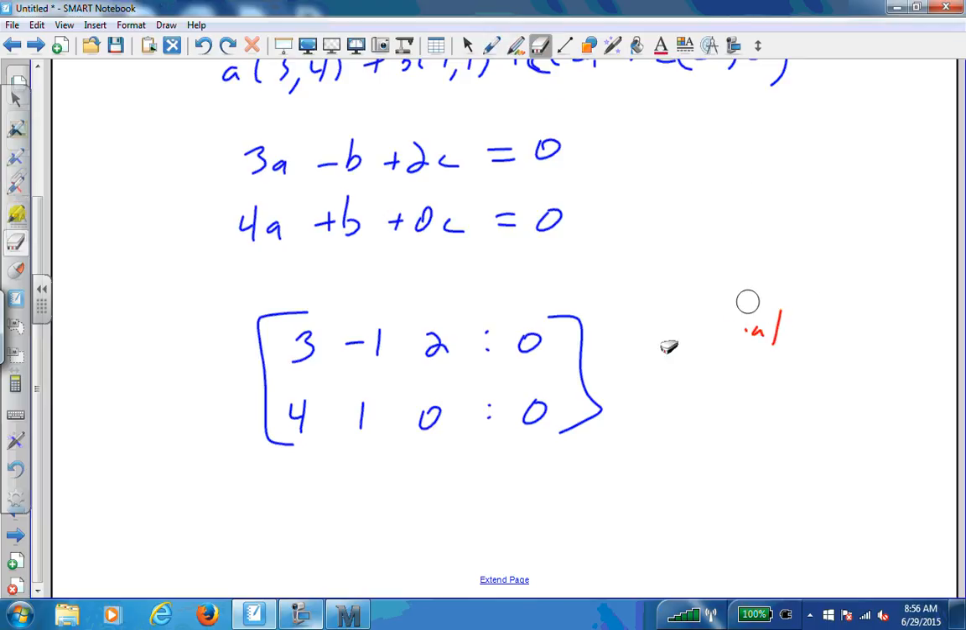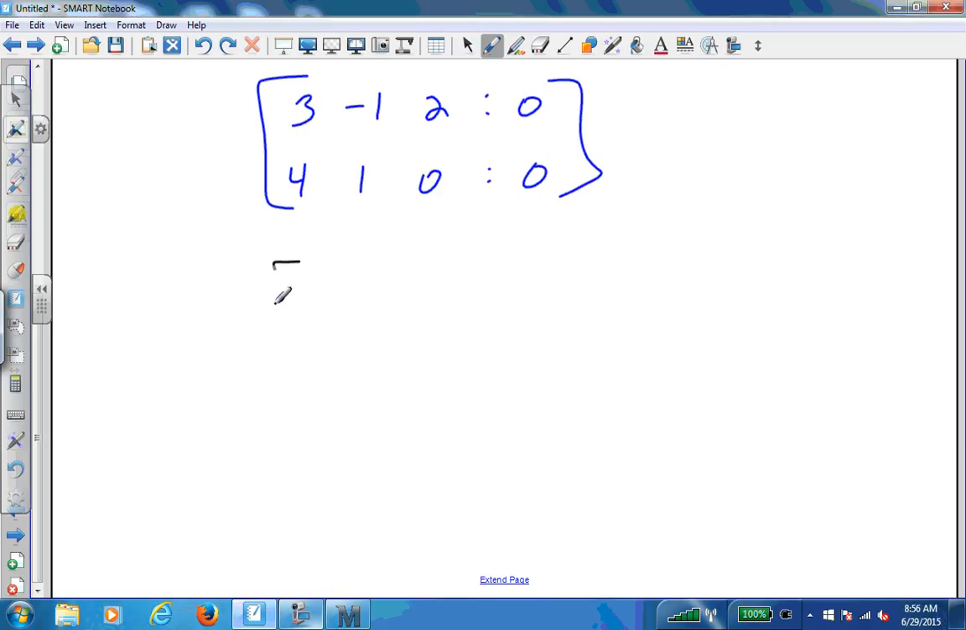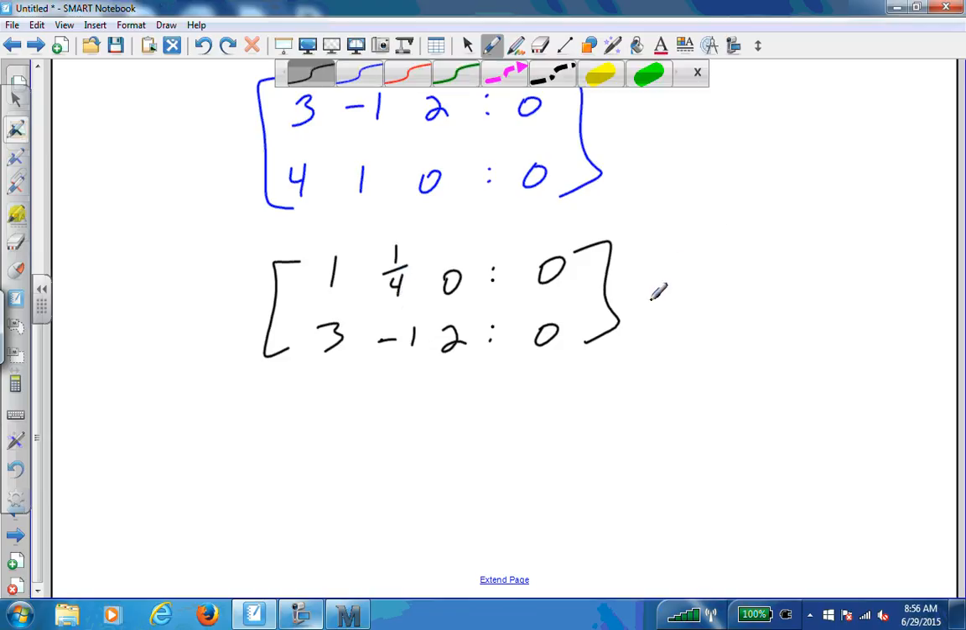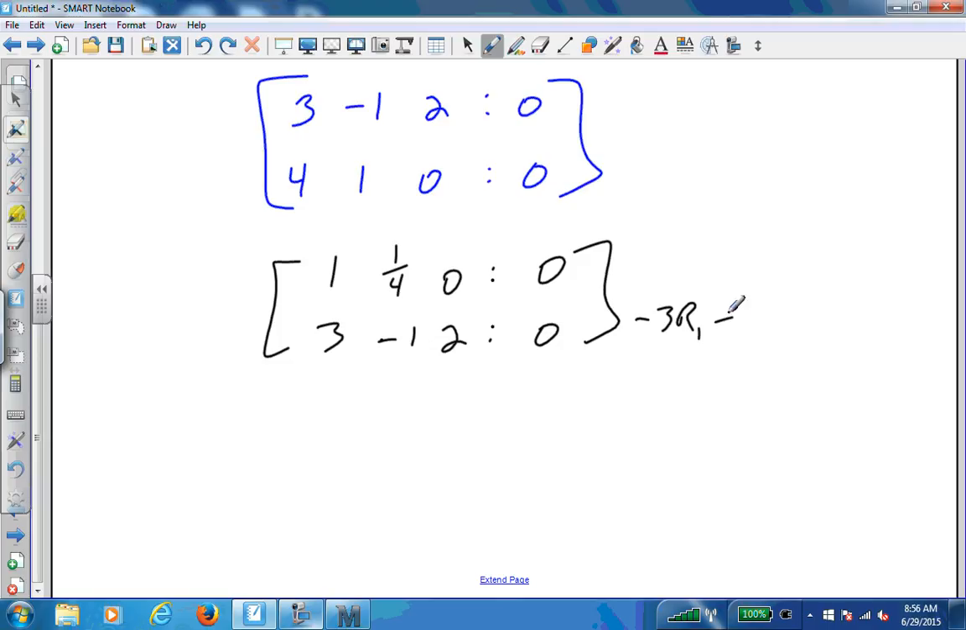Actually, let's hold on just a second. That's not so. Let's swap these around. Let's put 4, 1, 0, 0 on top, 3, -1, 2, 0 on bottom. And let's take the top one and divide it by 4. So we get 1, 1/4, 0, 0. And then let's do -3 R1 plus R2 to get our new R2. So 1, 1/4, 0, 0.